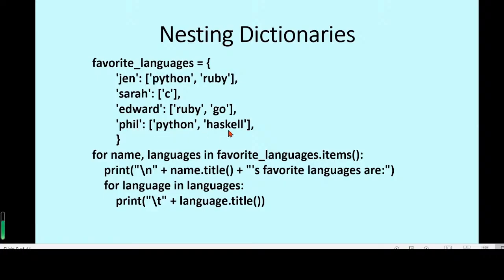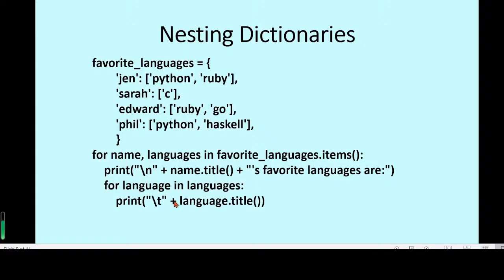For example, Phil has 2 programming languages, and Jen also has 2, but Sarah has only 1 programming language. Next, we can write a for loop: for name, languages in favorite_languages.items(). The items method will get key-value pairs. So the key is the name, and languages is the value for this person. Then we can print the name, title form, "'s favorite languages are".